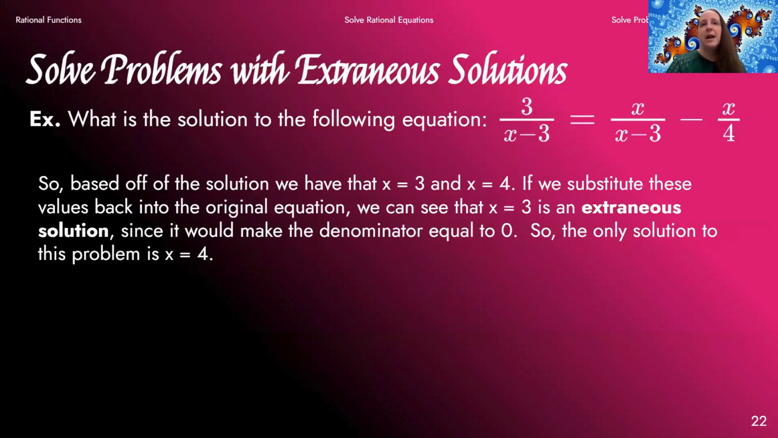So that means I have two potential solutions, x equals 3 and x equals 4. If I substitute those values back in, x equals 3 would give me a 0 in the denominator, so that means it's an extraneous solution. So the only solution to this problem would be x equals 4.